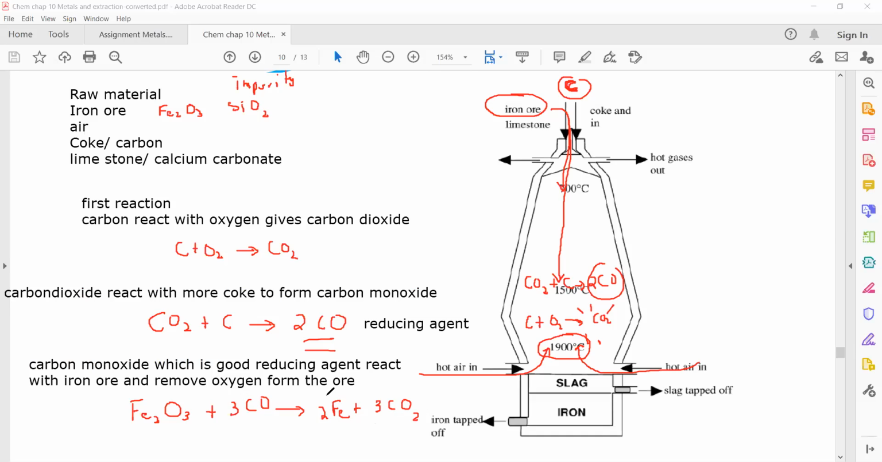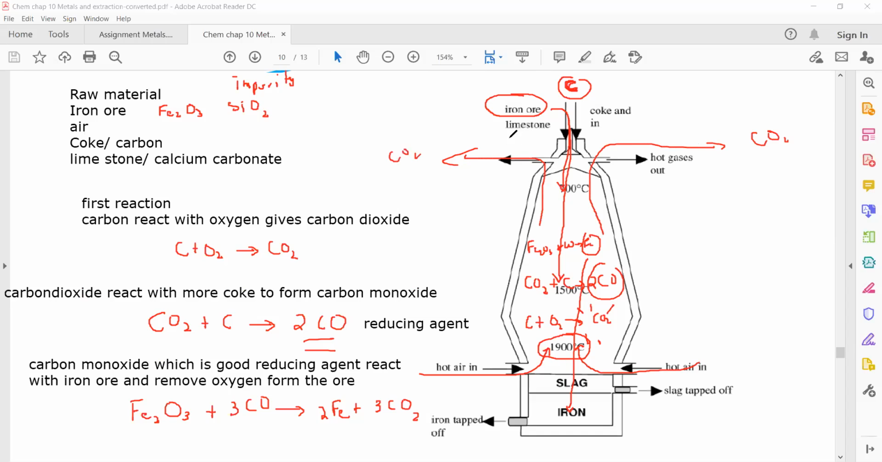So you can see here, the iron is separated. So third stage, what happened? The iron oxide reacts with carbon monoxide and forms iron. When it forms iron, this iron will move to the bottom. So at the bottom, we will have iron because iron has a high density. And what happened to carbon dioxide? The hot gases, the carbon dioxide, the hot air, other gases which do not react will escape from the top.